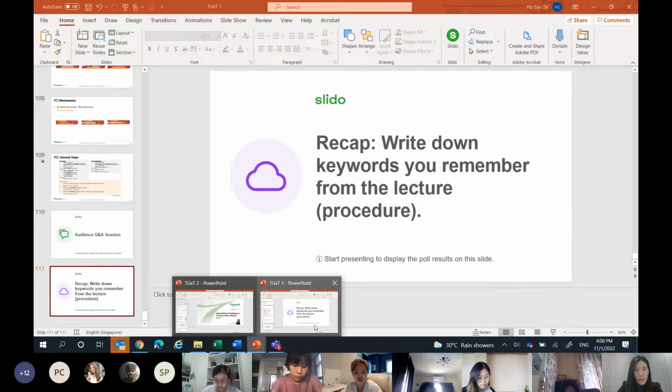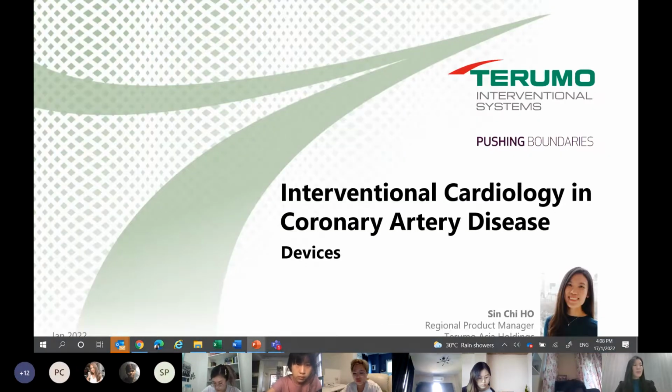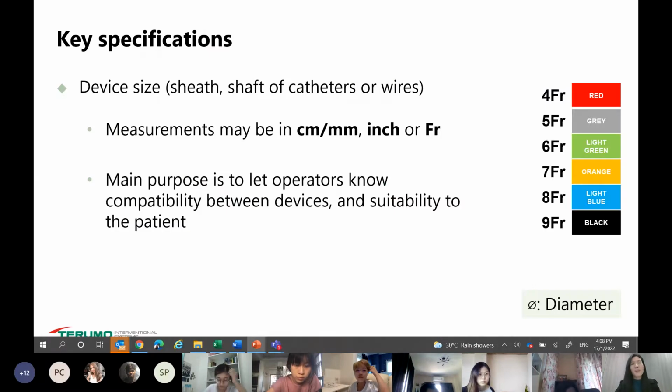Okay, so let's move on to the devices. This one, I won't go really in depth, because it's very boring if I go through very in depth, and it's quite easy to actually just look through the notes and understand what it means. So I'm going to go through very quickly some important specifications that you hear about devices and how some devices should be prepared.